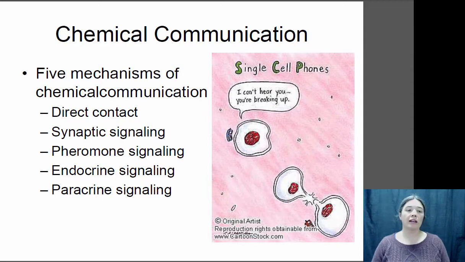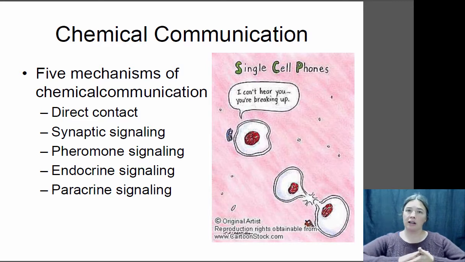So cells can communicate chemically if they have direct contact with each other. Also, synaptic signaling is a type of chemical communication, as well as pheromone signaling. And then endocrine, which is hormonal signaling, and also paracrine signaling. So we're going to take a look at some of these in a little more detail.